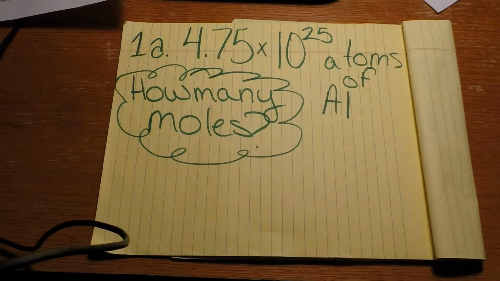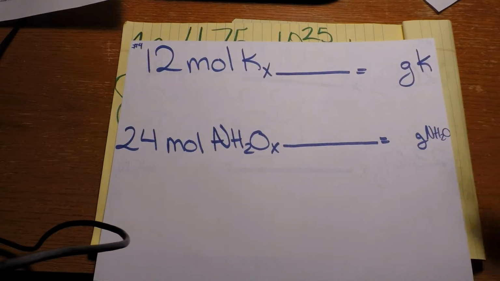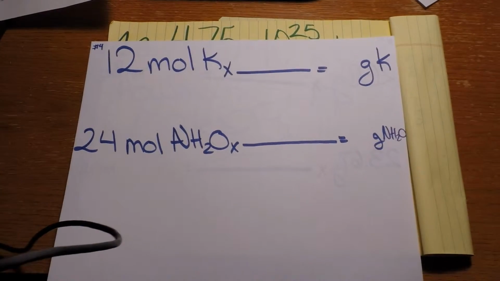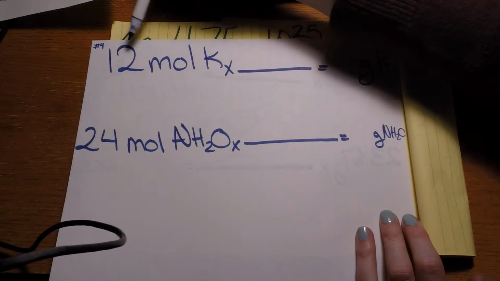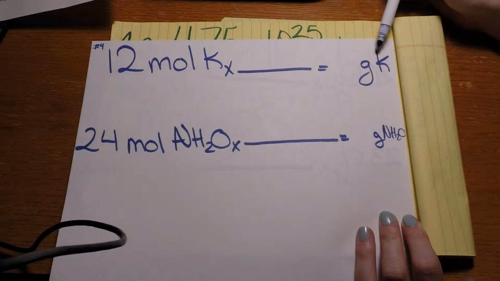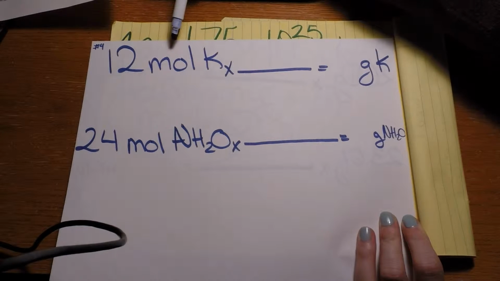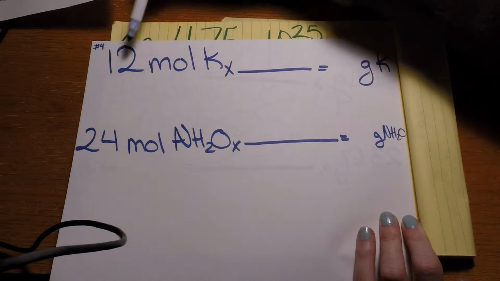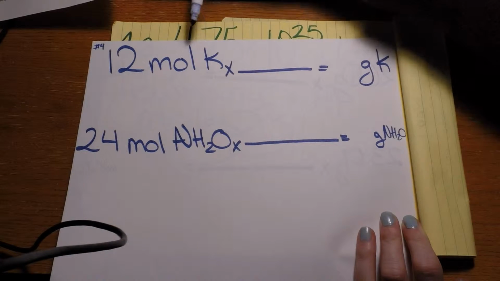Okay, we're going to start just like we have with the other videos, and we're just going to walk through the problems. So 12 moles of potassium is what you're given, and you're asked to find how many grams of potassium would be the mass for 12 moles of potassium.